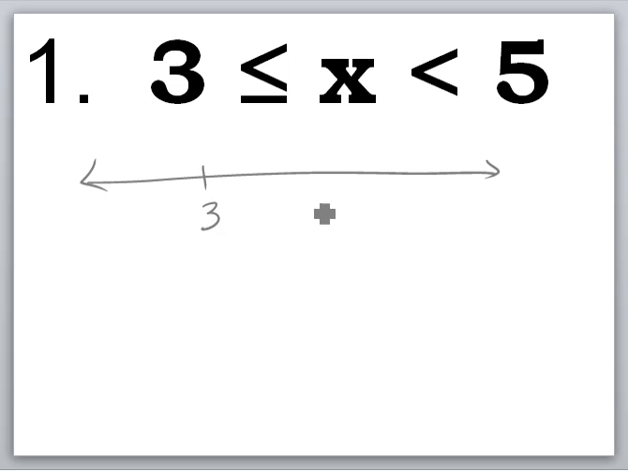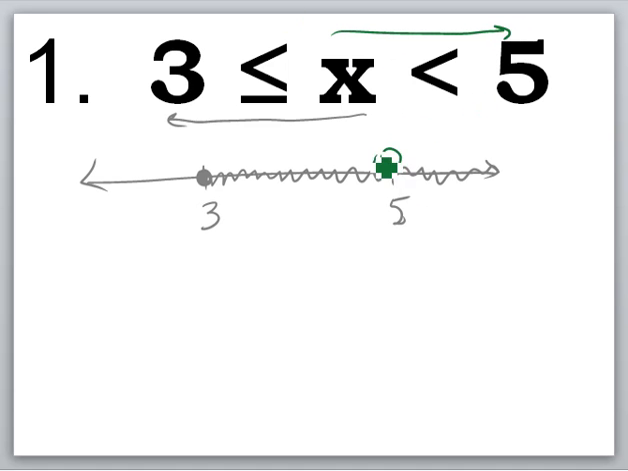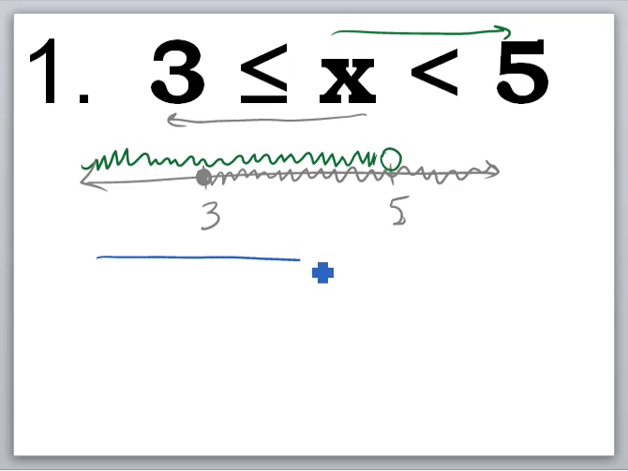We have 3 on our number line and 5 on our number line. This one says that x has to be greater than or equal to 3. So colored in dot, greater than or equal to 3. The second part here says that x is supposed to be less than 5. Remember, and statements is where they are both shaded. So you can see in this problem that I had an open dot on 5 and a closed dot on 3. And they're both shaded in between the 3 and the 5. So that is my solution set.